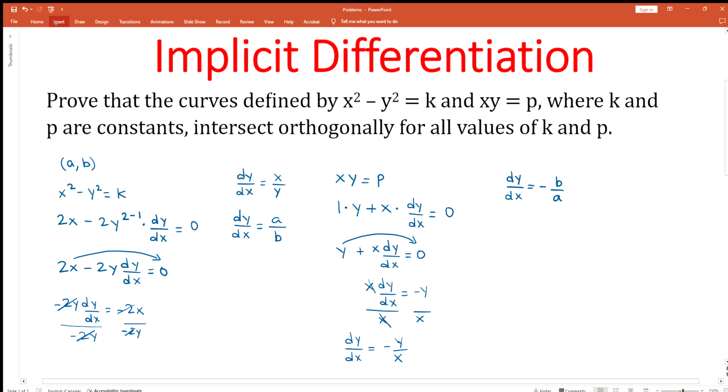Now we can analyze the slope values we got for the two tangents to the two given curves. For the first slope, we got a over b. For the second slope, we got negative b over a. These two values are negative reciprocal of each other. Negative reciprocal of a over b is negative b over a. And these two slope values we got do not have k or p in them. So that proves that the curves defined by x squared minus y squared equals k and xy equals p intersect orthogonally for all values of k and p.